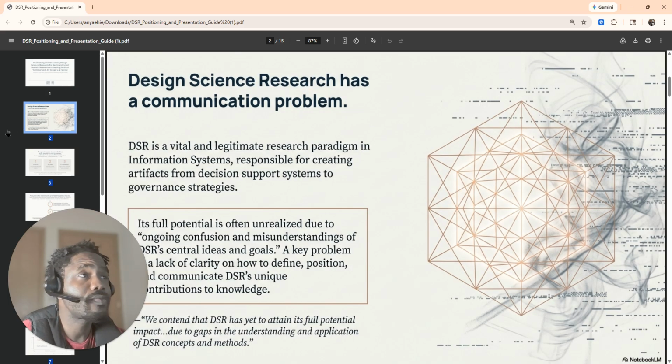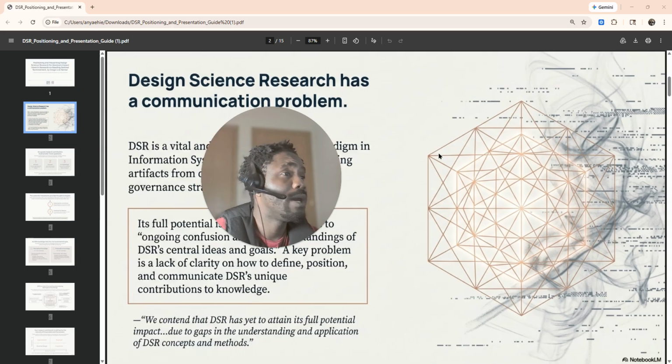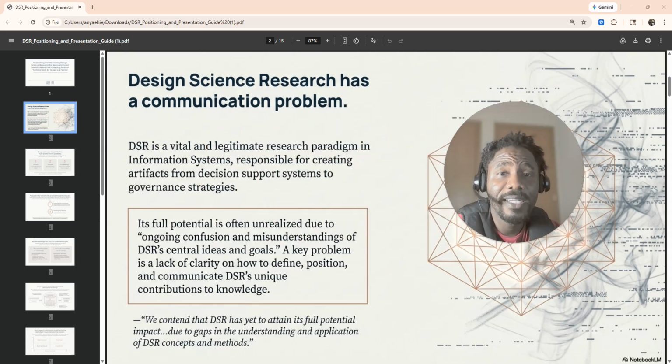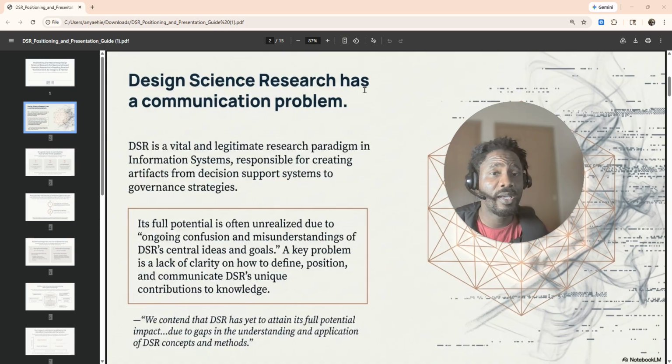So number two, before I go on and on, you need to understand that design science has a communication problem. Let's start with the problem. Design science is vital. We all know it. The whole idea of design science is creating and building something. It is how we create the actual tools, strategies, and systems that shape our real world, right? And communicating this well is important so we can differentiate ourselves from routine design or engineering design or any other form of design. But design science often has a communication problem.